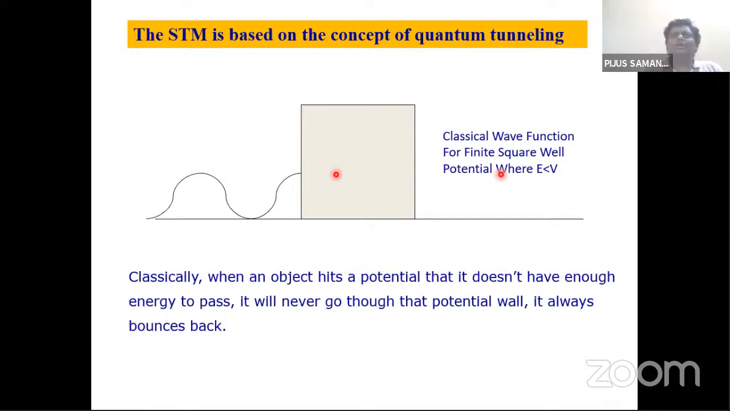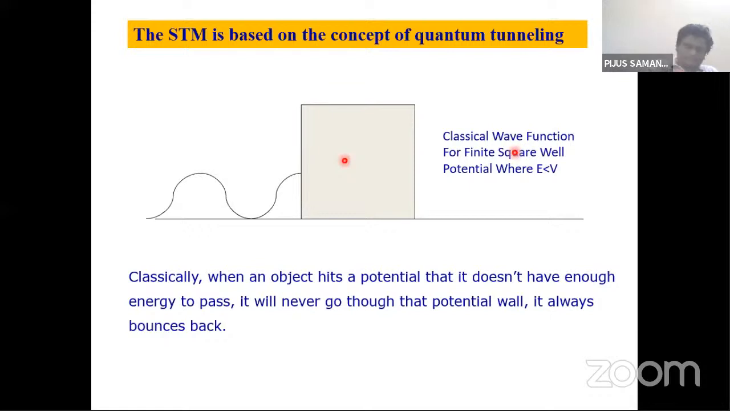But in quantum mechanics, the situation is different. There is a possibility of the electron being found on the other side of this potential wall. That is what is called quantum mechanical tunneling, and this tunneling phenomenon is being used to image the surface.